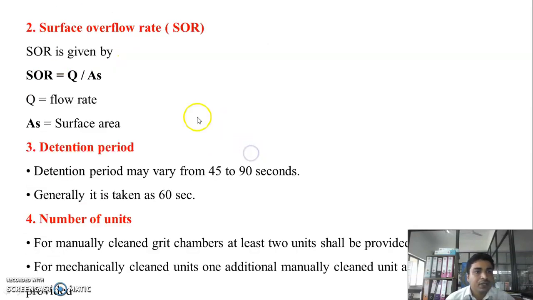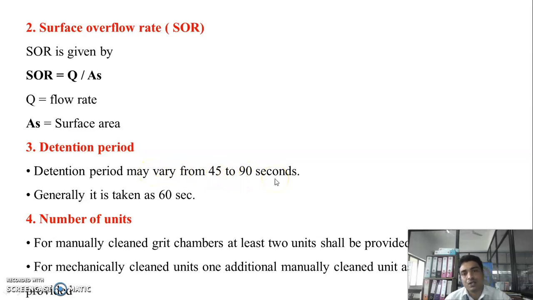Next important parameter is the surface overflow rate, that is SOR. Surface overflow rate is calculated by using the equation Q by A suffix S, where Q is equal to flow rate, or we can call it the discharge or the wastewater flow, and As is the surface area. Then detention period, this is also very important. Detention period may vary from 45 to 90 seconds.